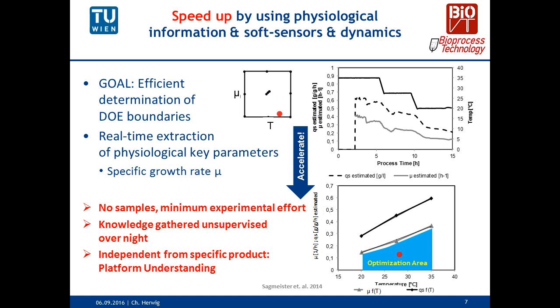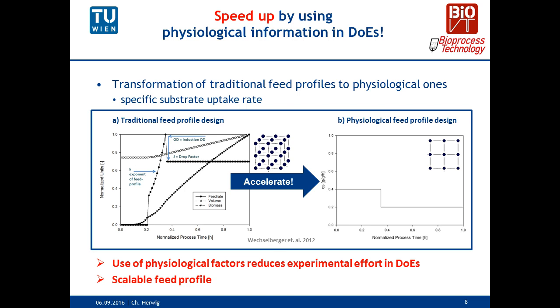That means you don't do experiments which are actually not executable. And you find out this kind of platform knowledge in one experiment overnight without sampling. That is one way to accelerate bioprocess development. I want to show you another experiment, another advantage of this physiological approach.